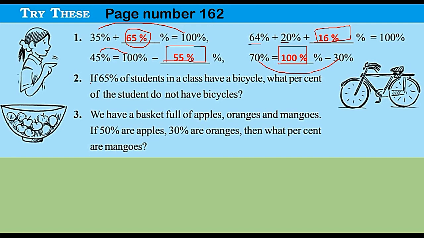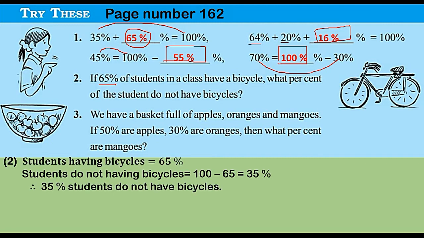Next, question number 2. If 65% of students in a class have a bicycle, what percent of the students do not have bicycles? So 65 out of 100 are having bicycles. So how many out of 100 are not having? Subtract 100 minus 65 and you will get 35% are not having bicycles.